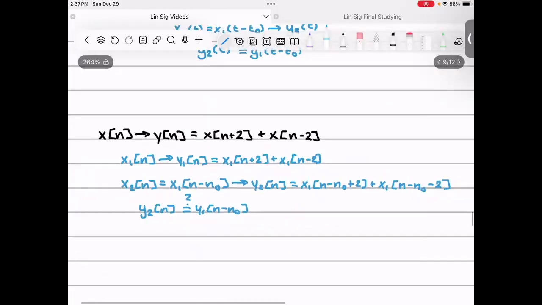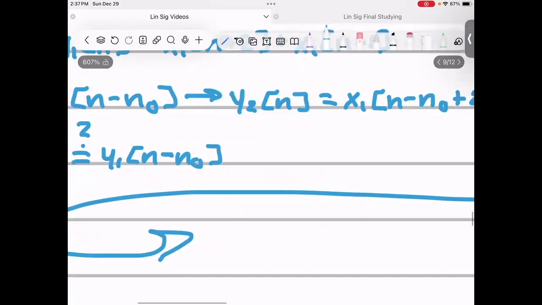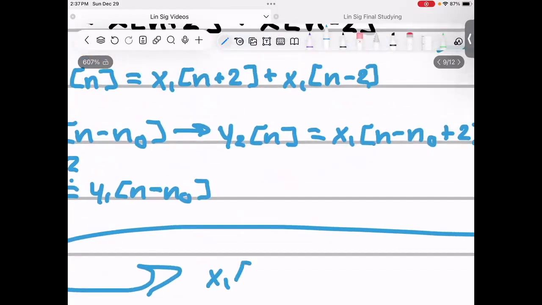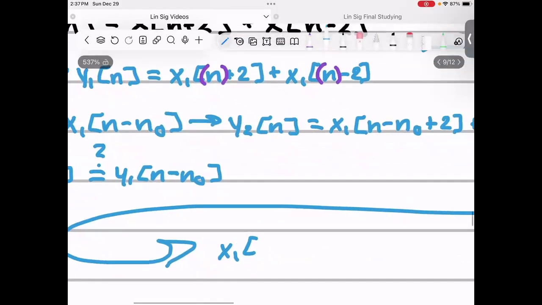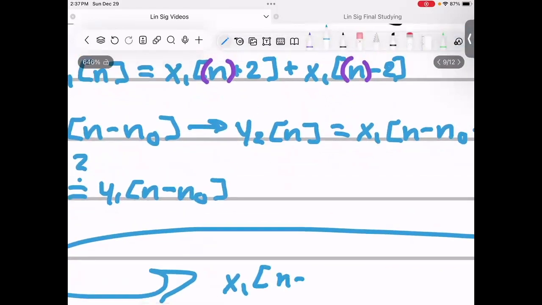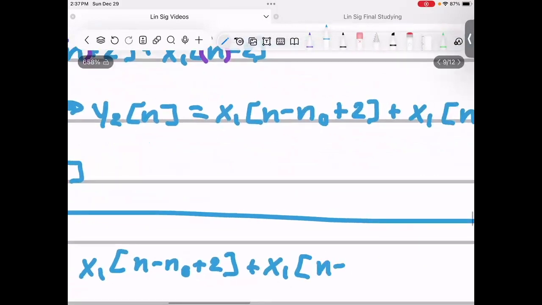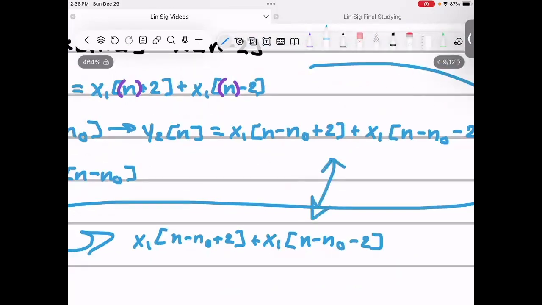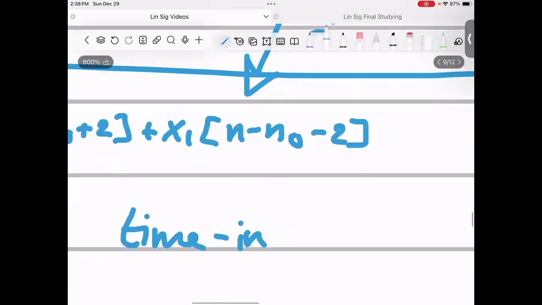So we take our y1 here, let's drag it back down, and we have x1. We're going to plug in n minus n naught for n. So I want you to imagine that there are little parentheses here now. And again, that'll come into play a little bit more later. So we have x1 of n minus n naught plus 2, plus x1 of n minus n naught minus 2. Lo and behold, these are equal. Yay! So our first example is time invariant.